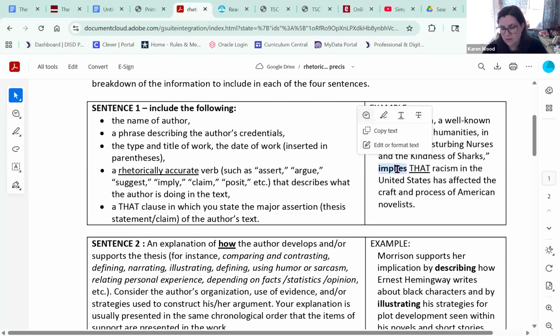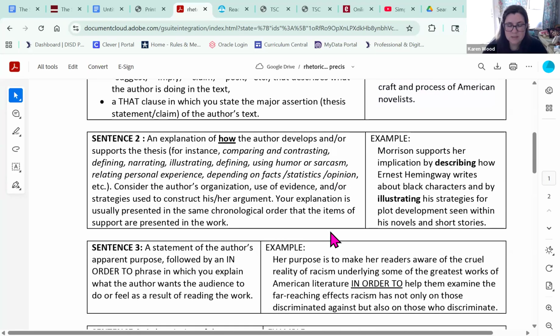So argues, asserts, implies, and then what her claim is. That's sentence one. Sentence two is how they do that. So you need to explain what their support for their thesis is. So again, you need to use some verbs here: compare and contrast, define, narrating, illustrating, defining.